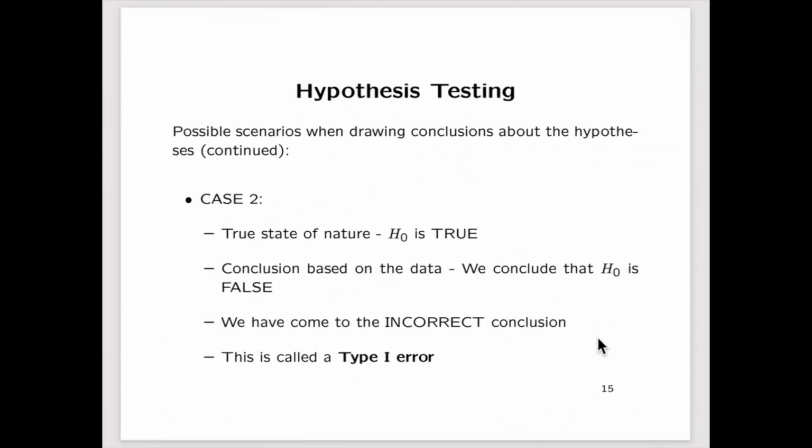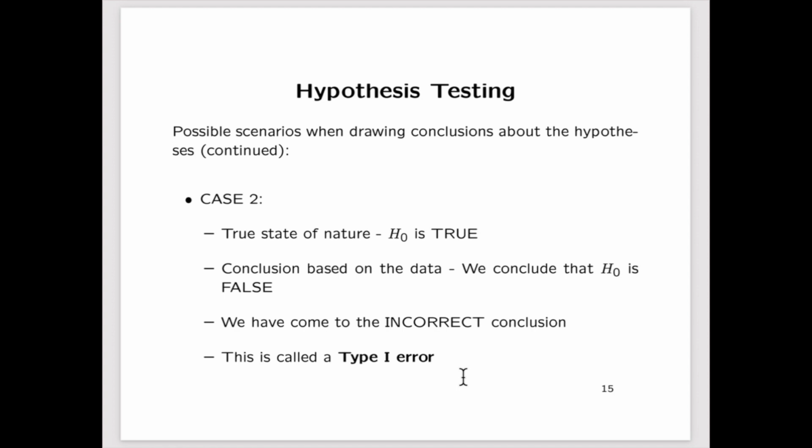Now the second case, the true state of nature is that the null hypothesis is true, but based on the data that we obtain, we conclude that the null hypothesis is false. So if the null hypothesis is true, but we conclude that it's not true, then obviously we have come to the incorrect conclusion. Now, this type of inferential error is called a type 1 error.